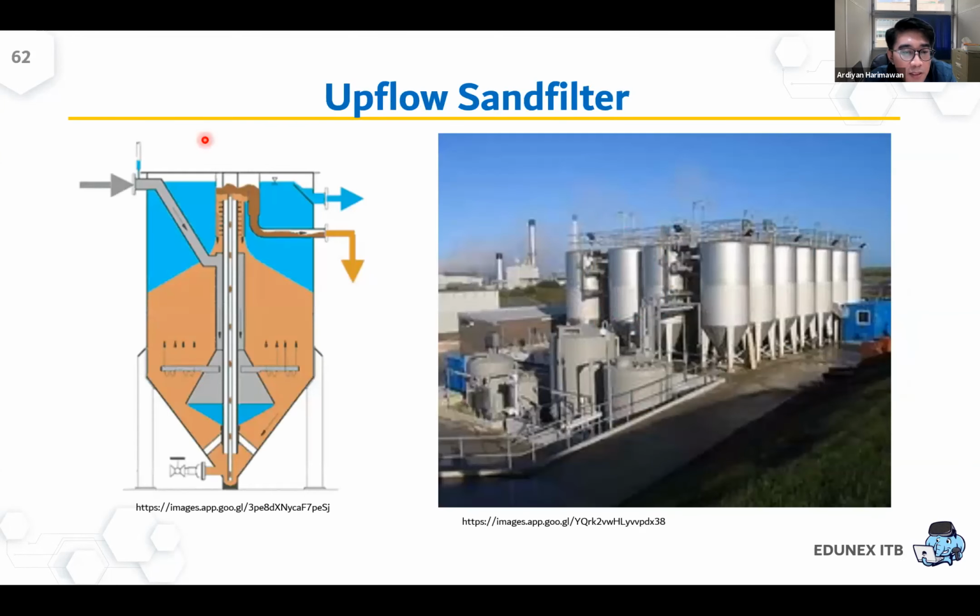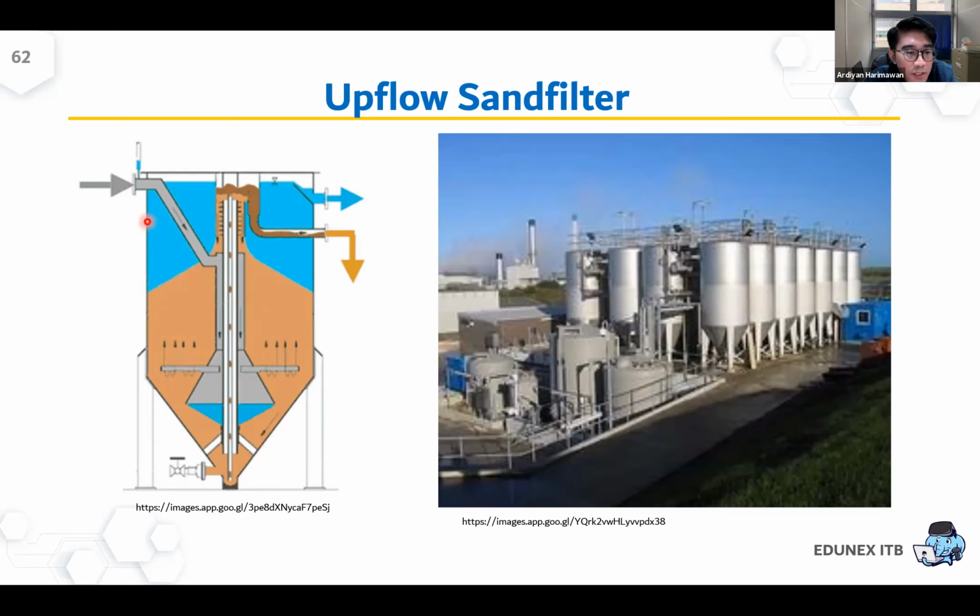And then another type is the upflow sand filter. It's still using an outer dimension or outer look like this one. The inside is like this one. It uses sand, and the water will flow from the top part. Then it goes to this gray one, and then you have this one, like a perforated tube, and then the water will flow up. The brown one is the sand, and during the flow, the sand will act as the filter.